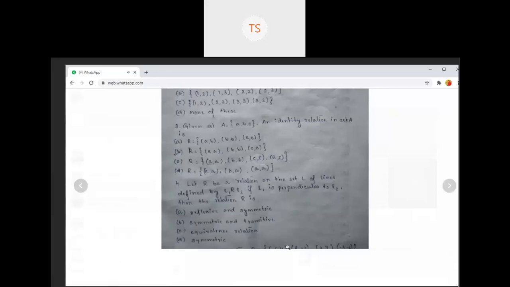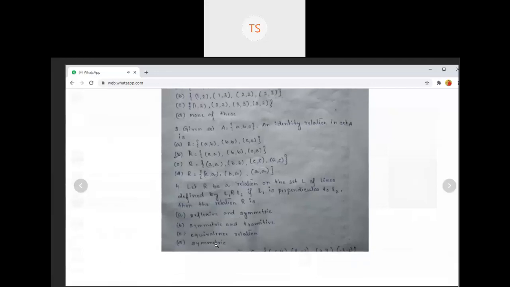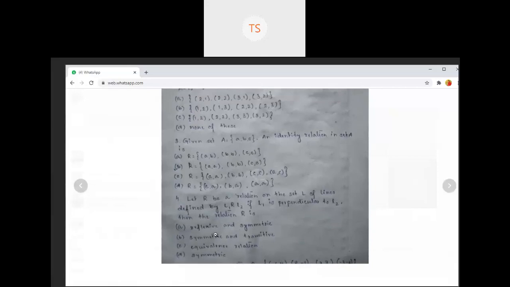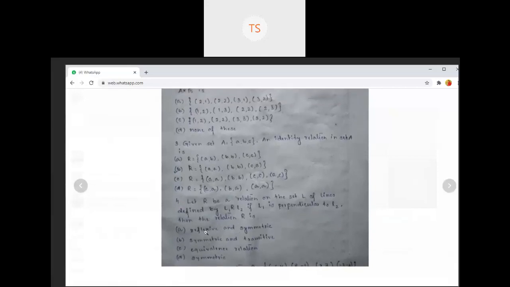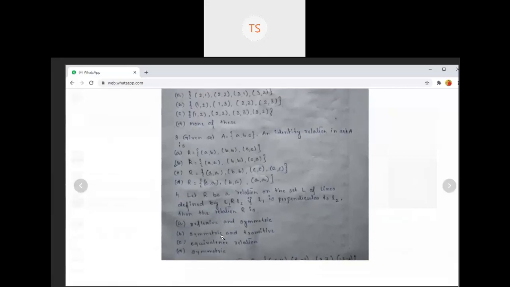Yes, ma'am. That means the symmetric property is correct. For the symmetric property, see one more thing: you have to save time. You can save time.